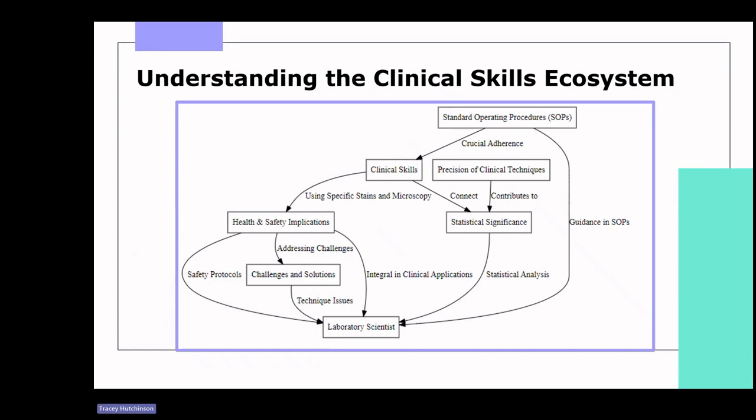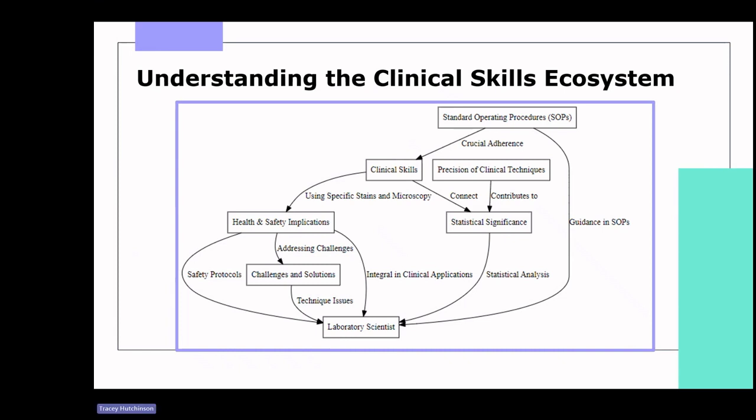Radiating from the SOPs is the domain of clinical skills, encompassing techniques like staining and microscopy. Adherence to SOPs is not just a recommendation, it is crucial for the successful application of these skills. Clinical skills connect seamlessly with statistical significance. Here, the precision of our clinical techniques contributes to reliable statistical outcomes. It is not just about performing tasks, it's about obtaining meaningful and statistically sound results.